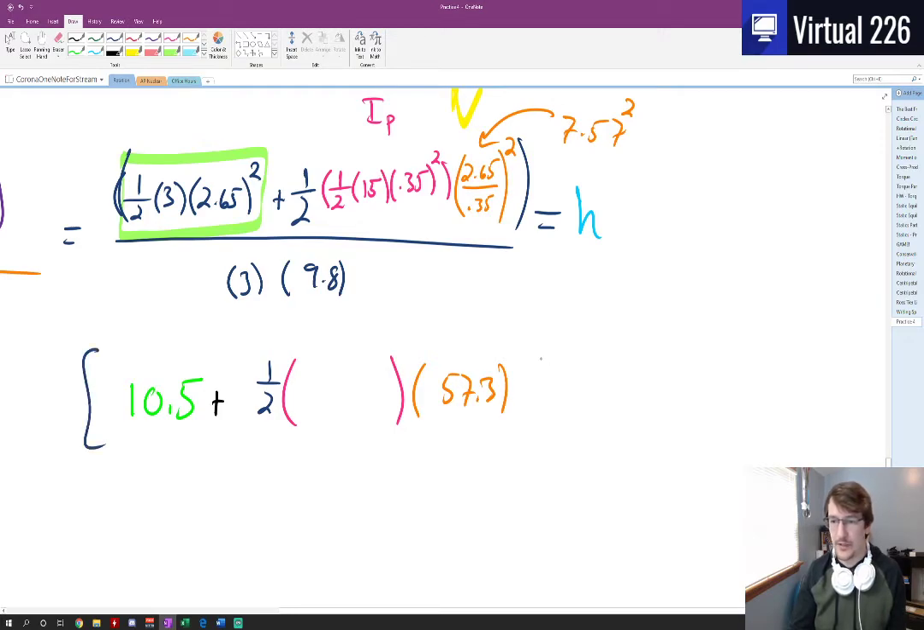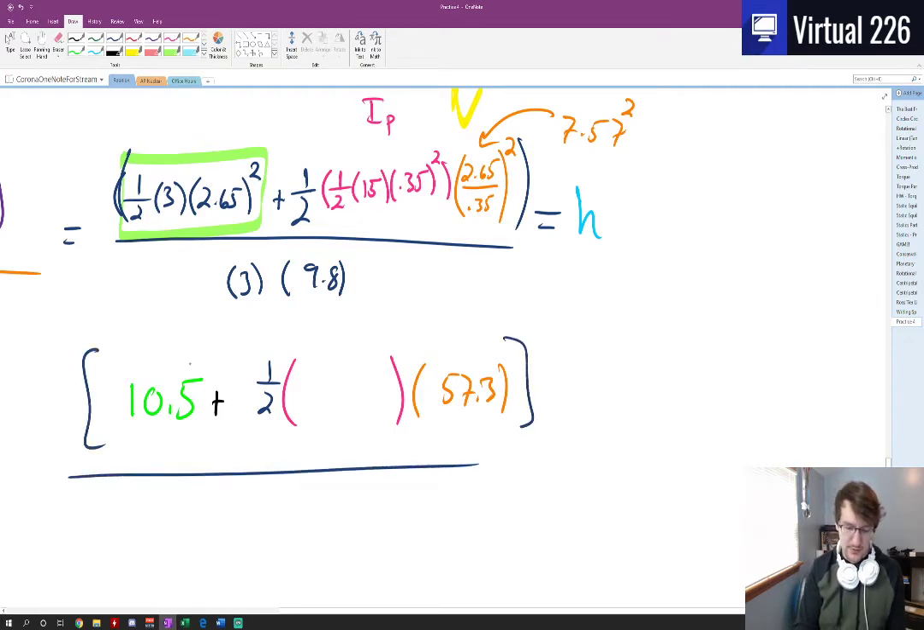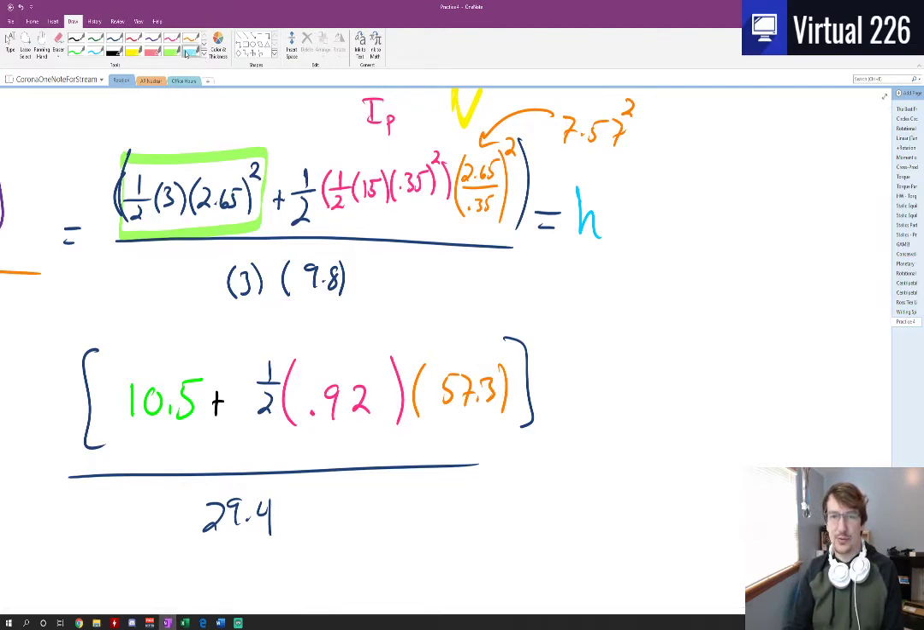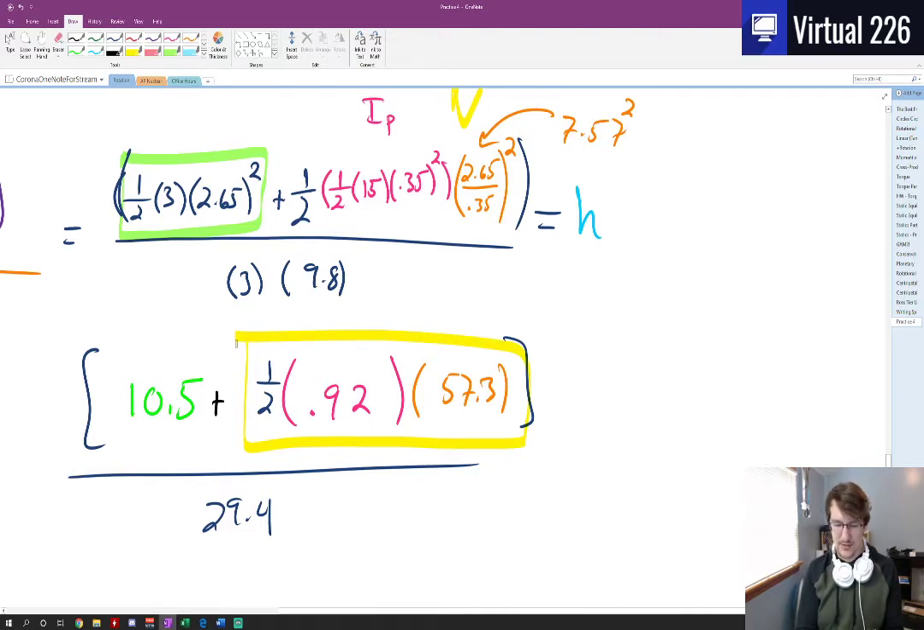And so everything up there is the numerator. And then I'll divide by the denominator, 3 times 9.8. That is 29.4. So let's figure out what that moment of inertia of the pulley is. So that's 0.35 squared, because that's in pink, times 15 divided by 2. I get 0.92. And then let's put all of this together now. This is just calculators. 0.92 times 57.3 divided by 2. So here, this gives me 26.3.